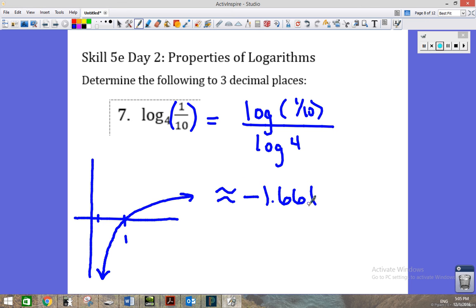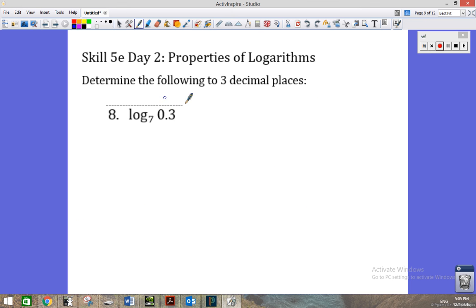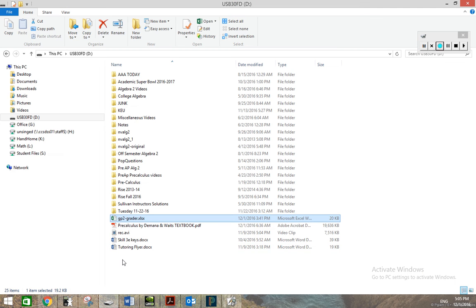Don't be afraid of negative answers. You just can't take the log of 0 or the log of a negative number. It has to be the log of a positive real number. And decimals are fine, just can't be 0 or negative.